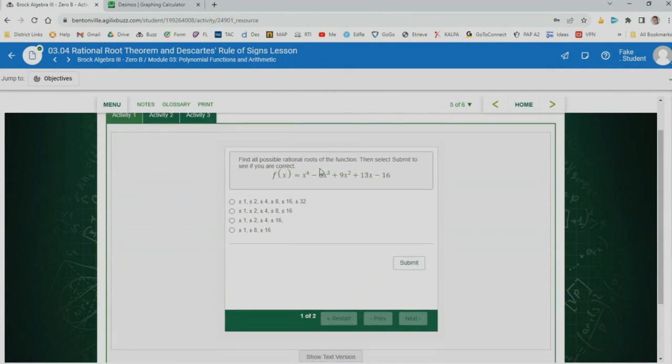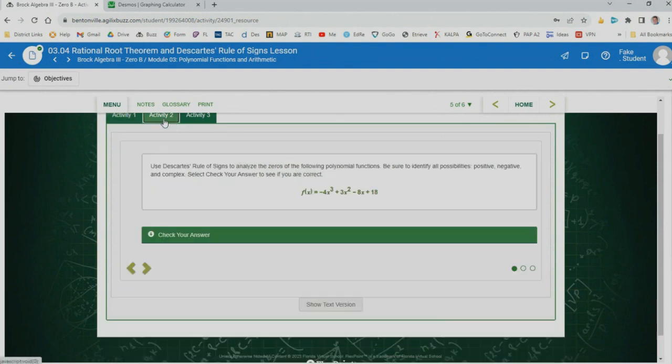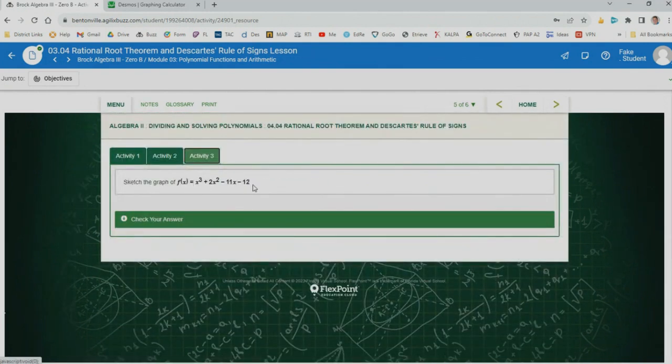Find all the possible rational roots. That's P over Q. So which of those would it be? Activity 2, use the rule of signs. Check your answer. And then there's another one here, a different problem and a different problem. So there's 3 of those for you to practice. And then activity 3 is sketch the graph. Sketch that, and then you can check it to see if you're right.